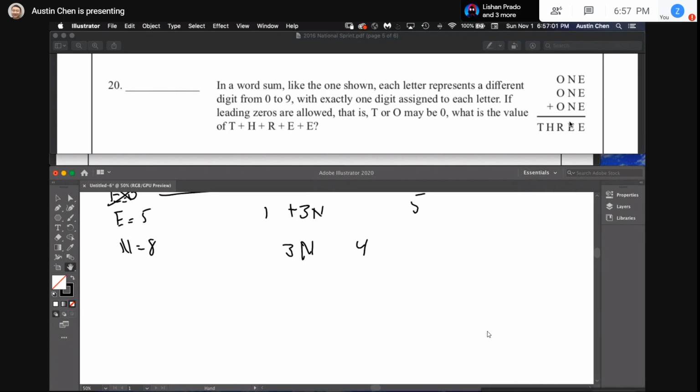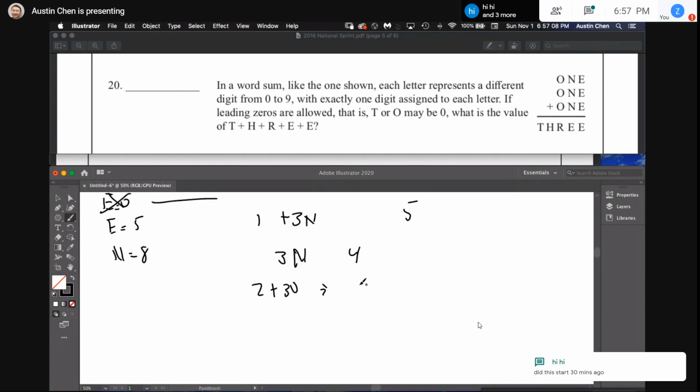So then we have 2 plus 3 O, we'll have a unit digit of r. And we have no idea what r is.